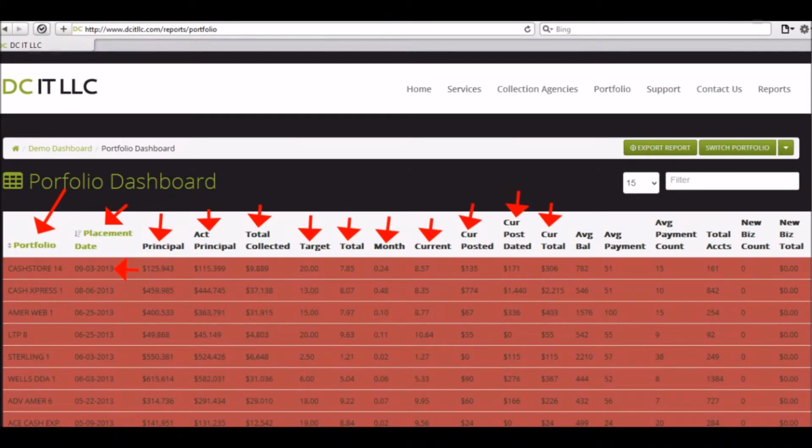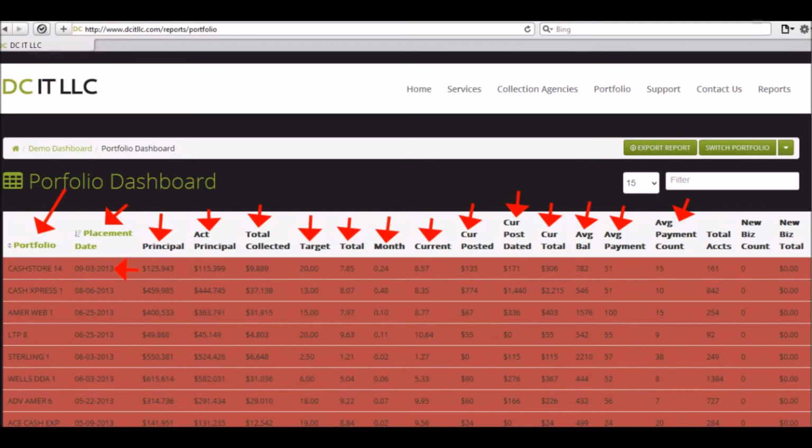Next is the average balance column. This is the average balance of all the accounts in your portfolio. Next is the average payment column. This is the average payment amount being collected by your collectors. Next is the average payment count column. This is the average payments taken on your portfolio. In other words, your collectors have taken around 15 payments on this portfolio.